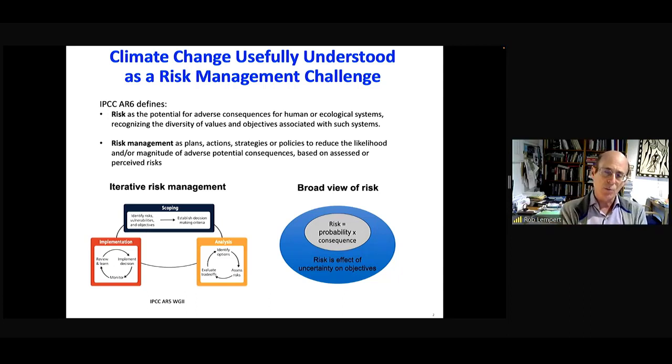And this idea on the right, which is very much emphasized in AR6, is that while we've got our formal axiomatic and mathematical definition of risk of probability times consequence, it's often useful to see it as a much broader concept of the effect of uncertainty on objectives, which allows for a whole range of both quantitative and qualitative judgments.